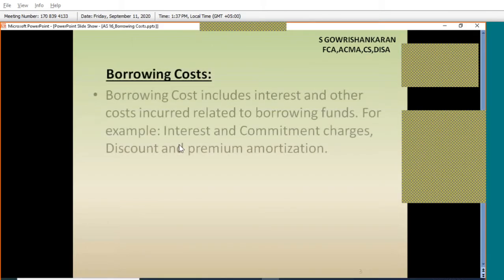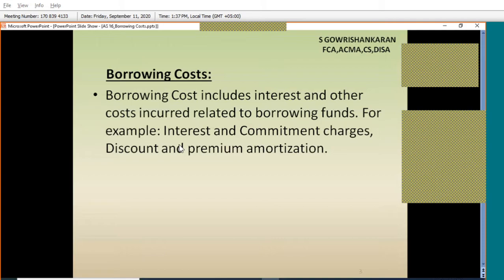Borrowing cost includes interest and other costs incurred related to borrowing funds, for example interest and commitment charges, discount and amortization. Borrowing cost means I borrowed and I am going to repay. While repaying, I will pay my principal amount as well as some other amount, which is interest, and other things like processing fee.